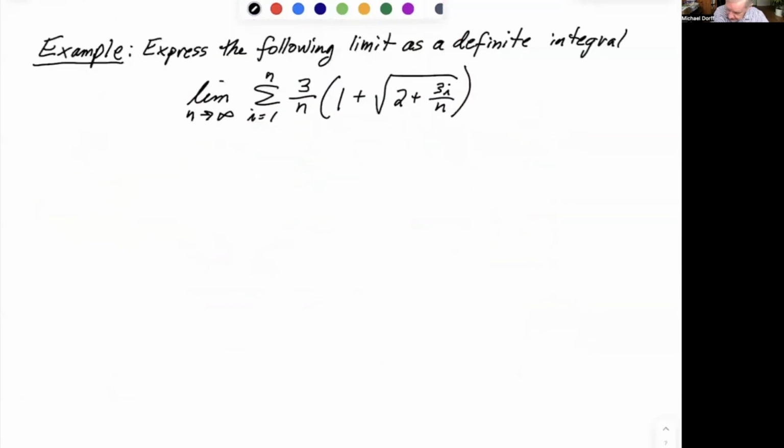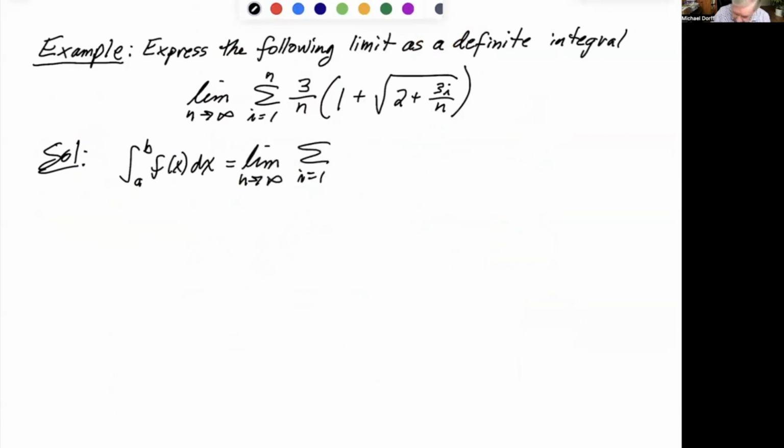All right, let's look at a different one. Let's look at it in a different order. So again, in doing this one, I'm going to write down my definition. I've got the integral from a to b of f of x dx. That's my definite integral, and that equals the limit as n goes to infinity of the sum i equals 1 to n of f of x sub i delta x.